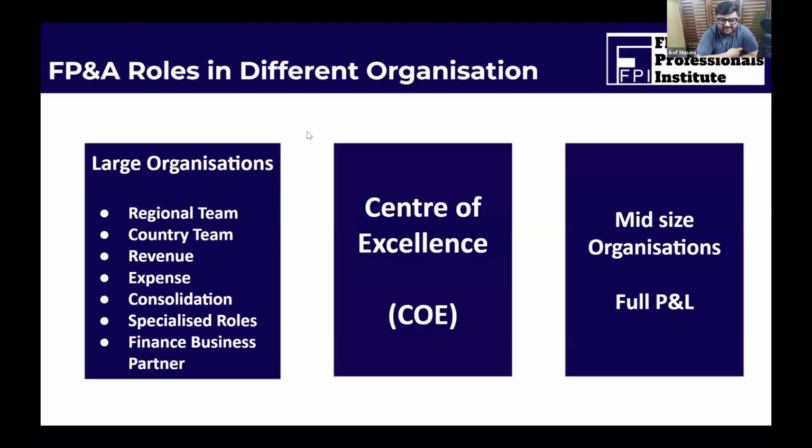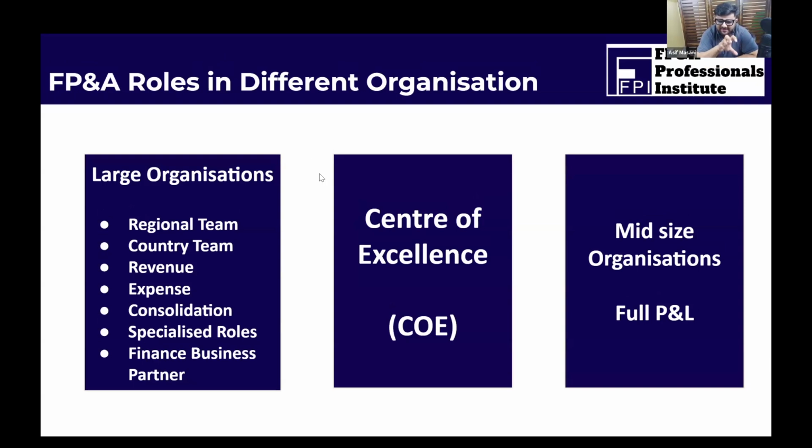We saw one of the slides earlier, right, where we had different types of FP&A organizations. So this is a supporting slide. If we categorize the FP&A roles by different sizes of organization, this is how it will look. On the left, you have large organizations. In the middle, you have the center of excellence, and on the right, you have a small to mid-size organization. We will look at each of them one by one.